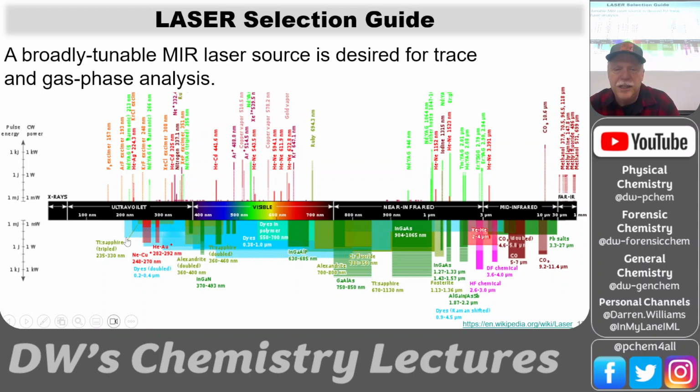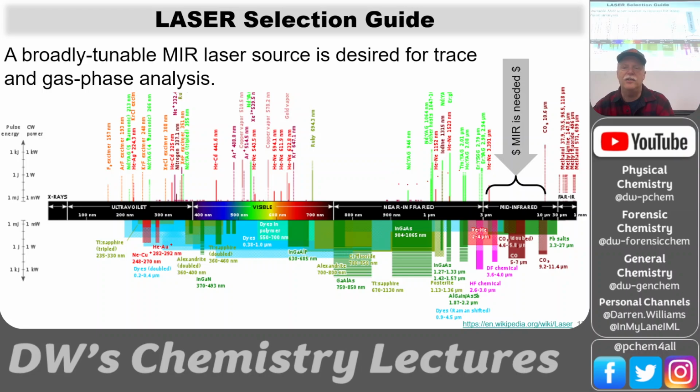I know you can't really see it, and it's in microns anyway. That's probably not going to help you. We do 400 to 4,000 wave numbers. If you convert that to microns, it's right here. And notice there's just not a lot of lasers in that region. And so it would be good to have a broadly tunable mid-infrared laser source for trace and gas phase analysis. So if you want to go into lasers and so on, that would be a great thing for you guys to develop, is a broadly tunable laser, meaning we could scan that bright laser line through the mid-infrared.